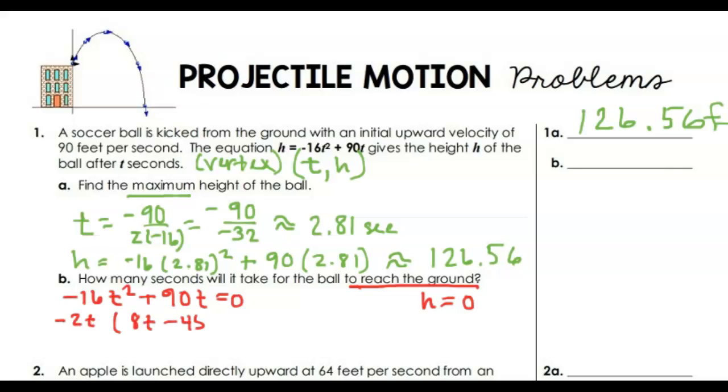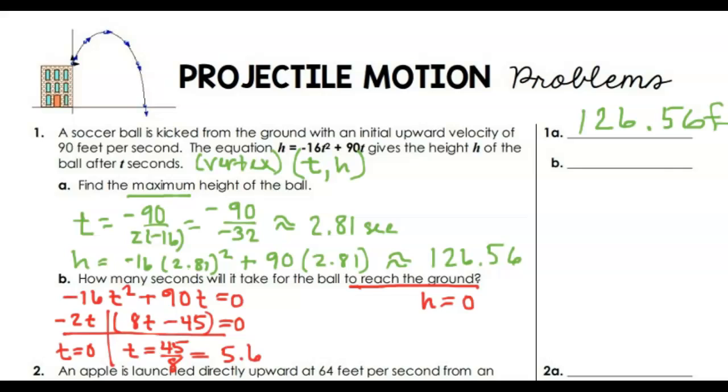So one thing we might do is try to factor it. If you see, the greatest common factor is negative 2t, and we factor that out, and then really just solve both of these equations. And so it's not surprising that one of the solutions is going to be the time is 0, because initially the ball is kicked and the time starts. So that's when the time is 0.